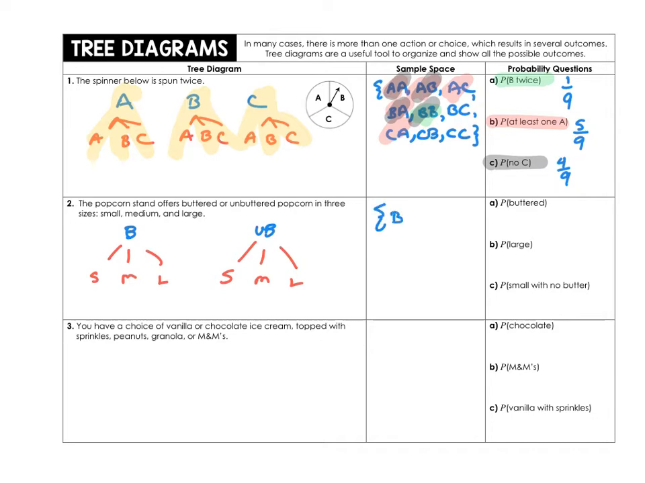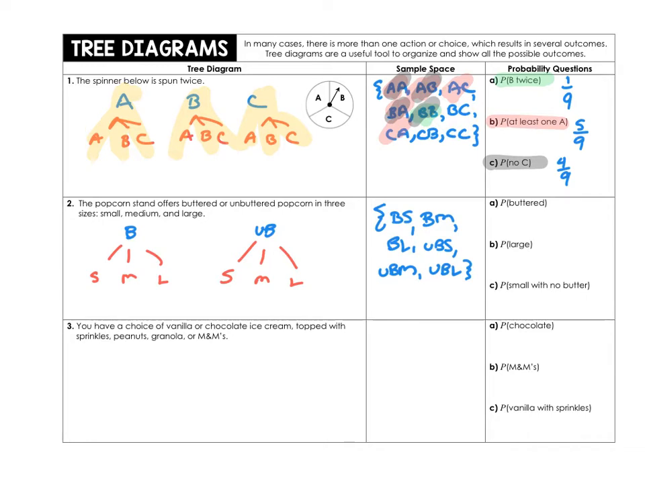So our sample space is going to be buttered small, buttered medium, buttered large, unbuttered small, unbuttered medium, unbuttered large. Okay, so smaller options, right? Because we only started out with 2, and then each of those was connected to 3 choices. Okay, so what we have here now, super easy.